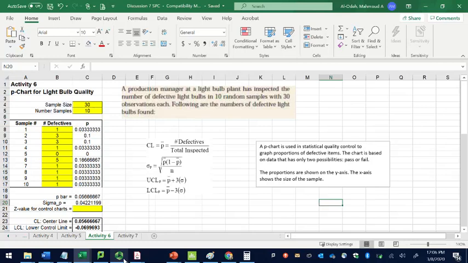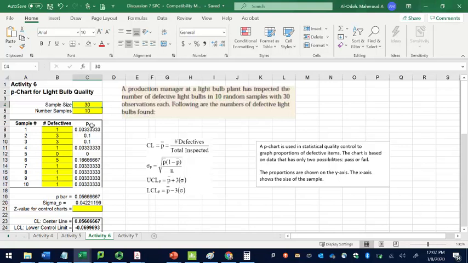So let's go ahead and start developing the P chart for this kind of data. First of all, you have the data given to you. Identify the sample size. We have a sample size of 30, and the number of samples is 10, as given in the question. As you see on the second line, the manager inspected the light bulbs in 10 random samples, so that's the number of samples. Each sample has 30 observations. This is important because you need to know exactly the total of the samples that you inspected.